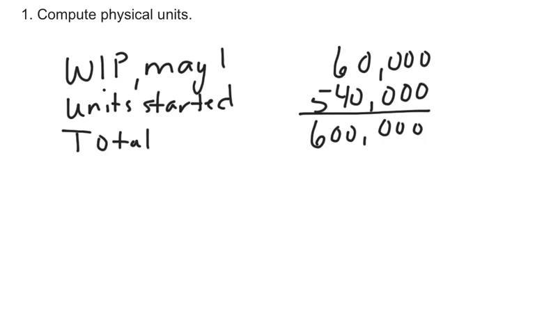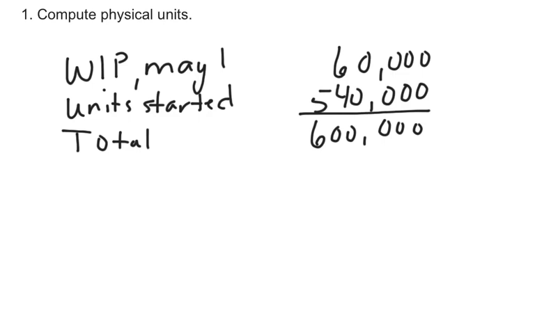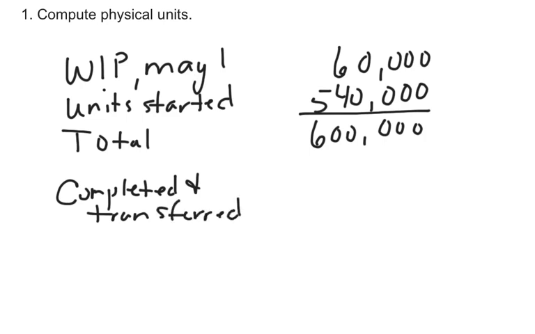Now we also want to look at what was completed and transferred over to the next department. Well, see, we had 520,000 units that was completed and transferred. Completed, and I'm going to run out of room. Transferred 520,000.